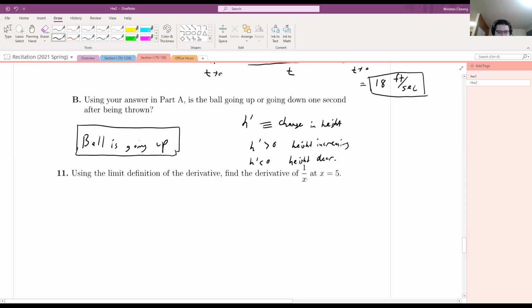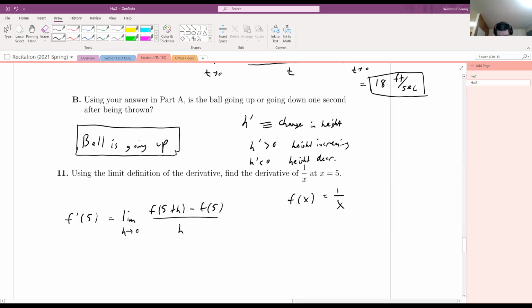So find the derivative of this function at x equals 5. To make this problem look like all the other problems, we're going to give this function a name, call it f of x. So we're saying f of x is 1 over x, and the problem is asking us to calculate f prime of 5. Okay, so again, what does the limit definition say? Limit as h goes to 0 of f of 5 plus h minus f of 5, all over h.